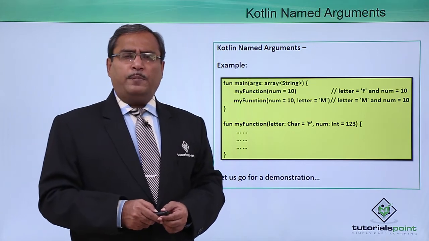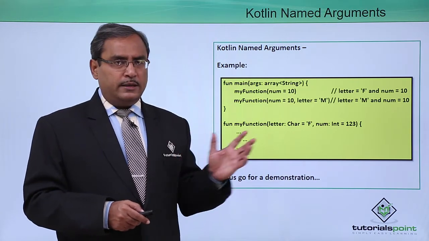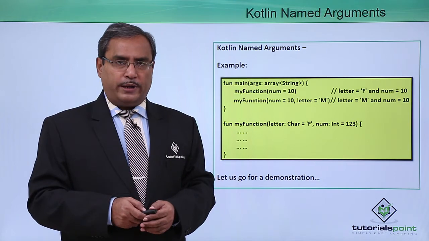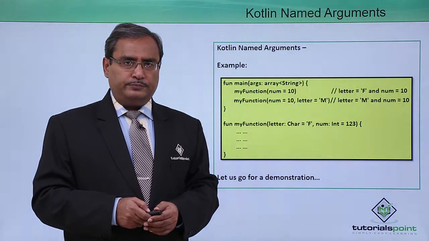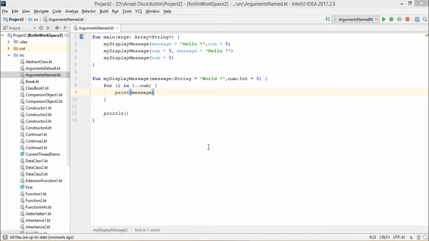So let us have one practical demonstration to explain this very concept in a detailed way. So here is the demonstration for you. Like in the previous program, here also this myDisplayMessage function has one input argument, message, of type string with the default value world, and num of type integer with the default value 8. From the main function myDisplayMessage has been called, and here we are passing message is equal to hello and num is equal to 5.